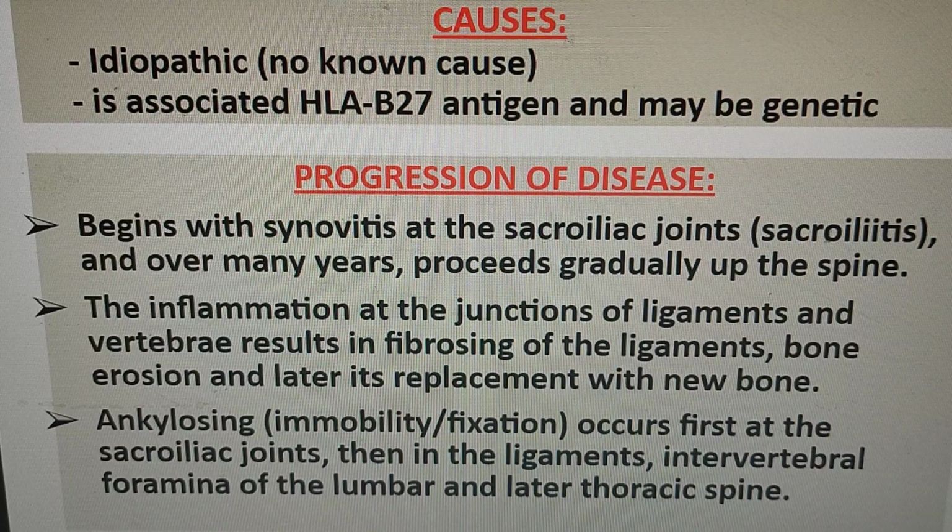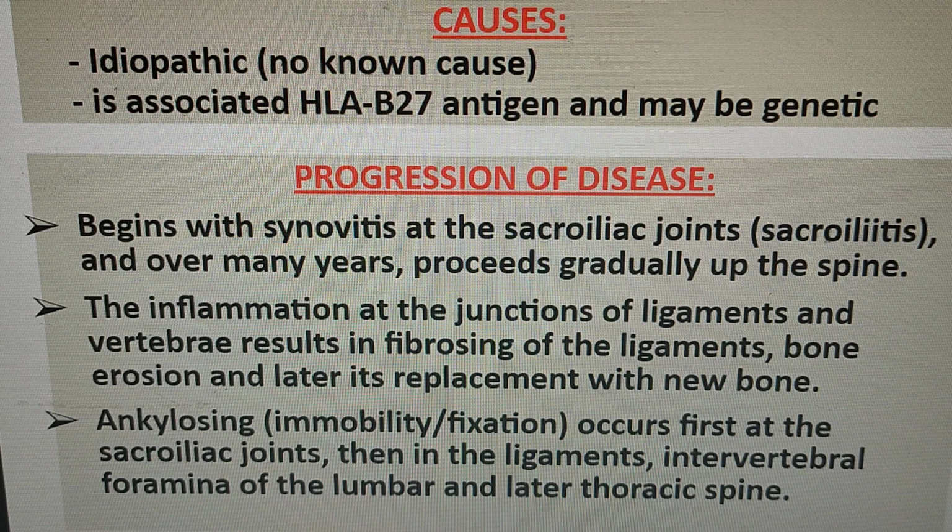Okay, the causes of ankylosing spondylitis, mostly it's idiopathic, which means there's no known cause. Okay, it's also associated with HLA-B27 antigen and may be genetic. All right, so the progression of the disease of ankylosing spondylitis, so it begins with synovitis at the sacroiliac joints, sacroiliitis, so inflammation at the sacroiliac joint or at the region of the sacrum. So sacrum is part of the vertebrae or the spine. And over many years proceeds gradually up to the spine.